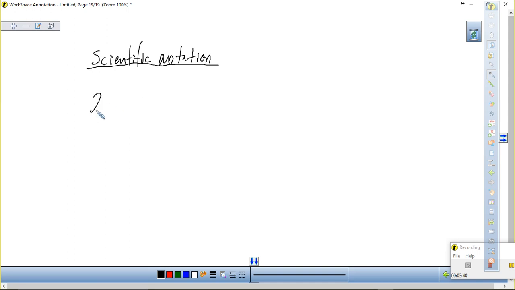So, write 2.3698 times, put a big dot right here for times. Some books might show it with an X like so, so make sure you put an X like that, so that you know they might use the X or the big dot. Then it should have a 10 and an exponent.